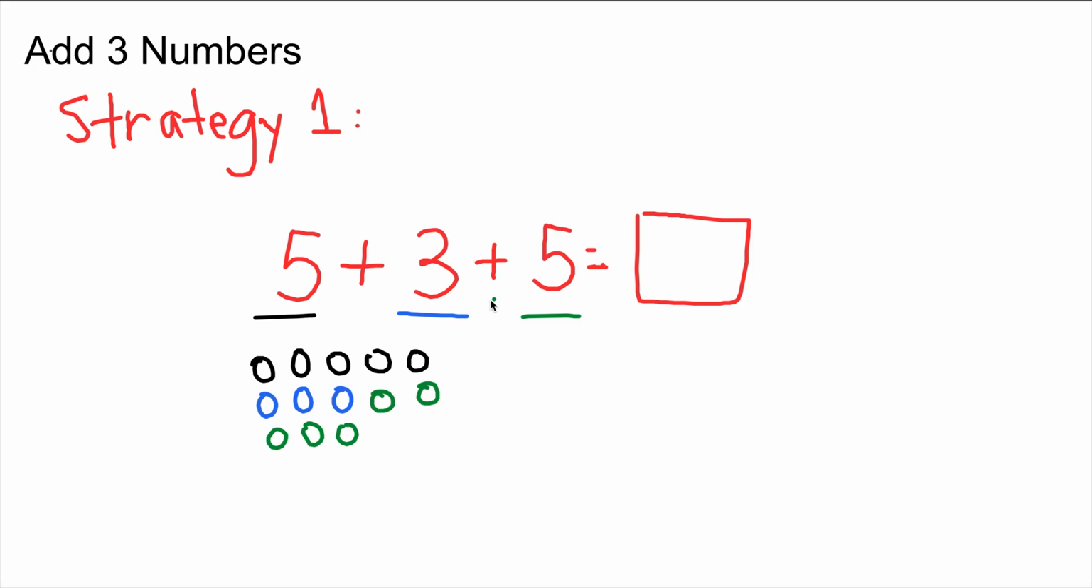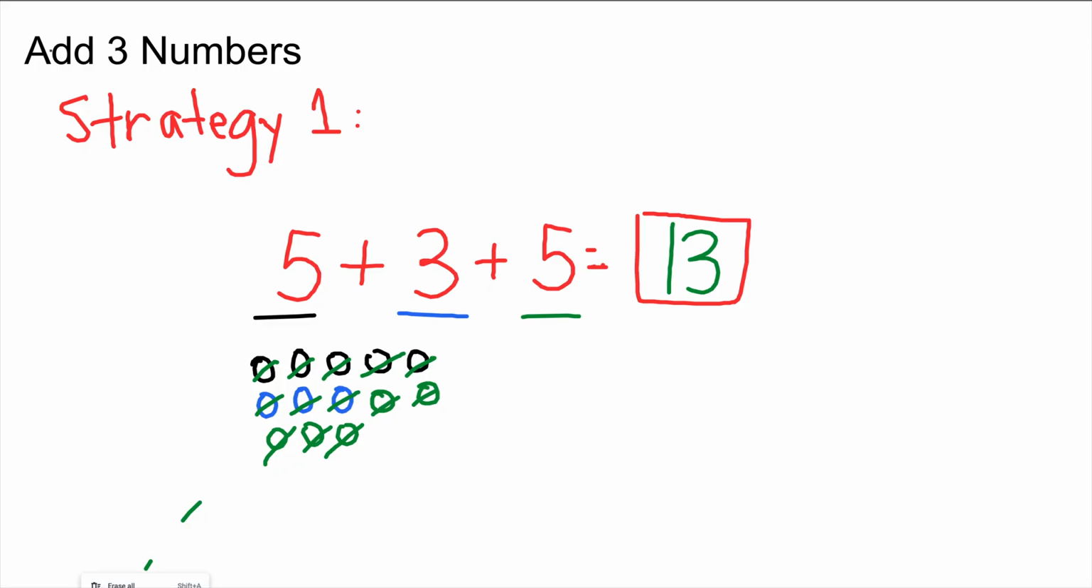Because I'm adding these, I'm going to end up counting how much I have all together. 1, 2, 3, 4, 5, 6, 7, 8, 9, 10, 11, 12, 13. So my total is 13. That is one strategy that I can go ahead and try to solve this problem.